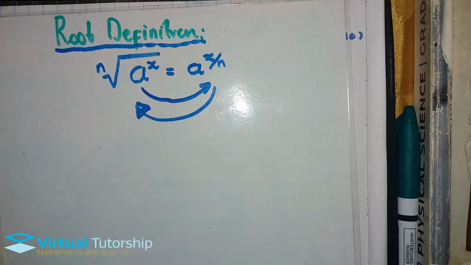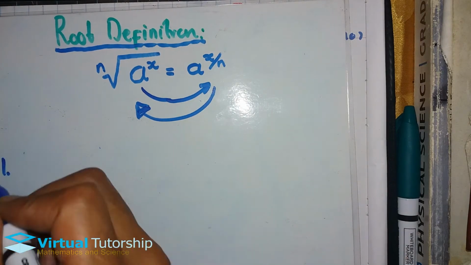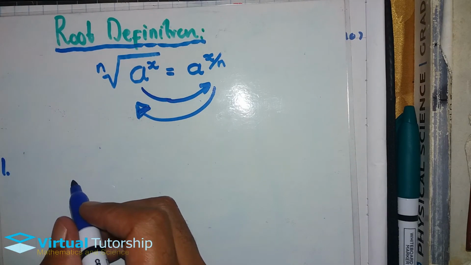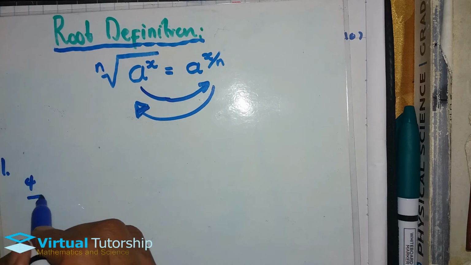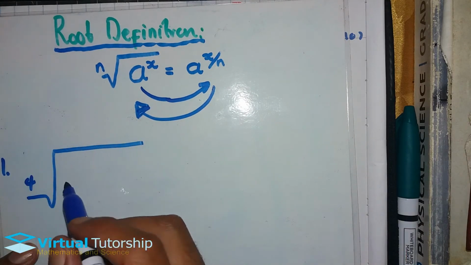Okay, now for the more difficult ones, let's say maybe we have a fourth root, a fourth root.